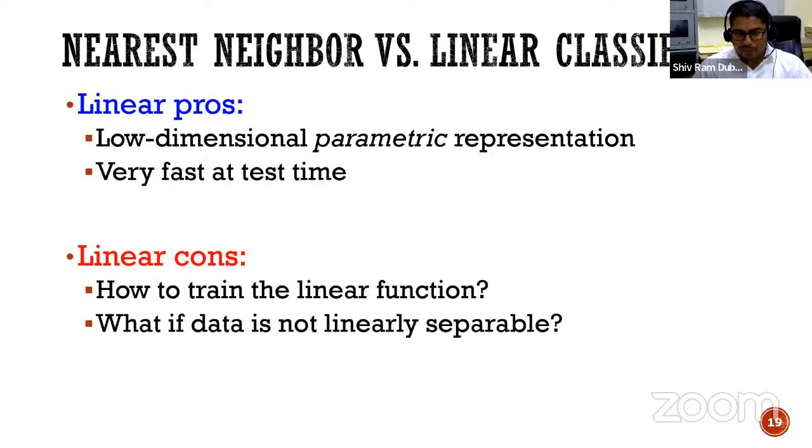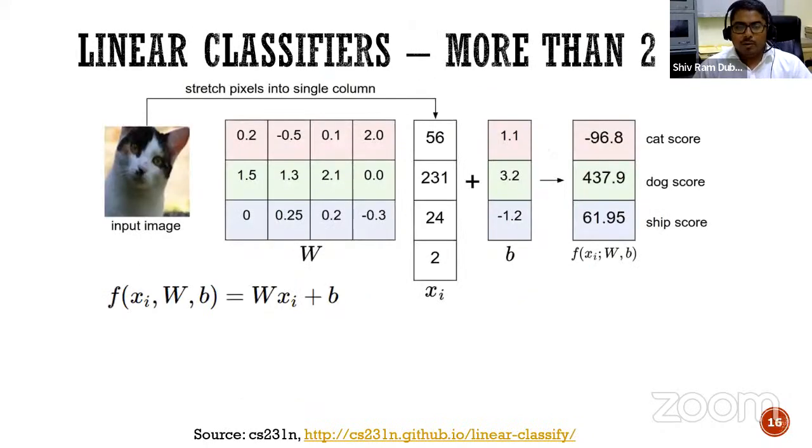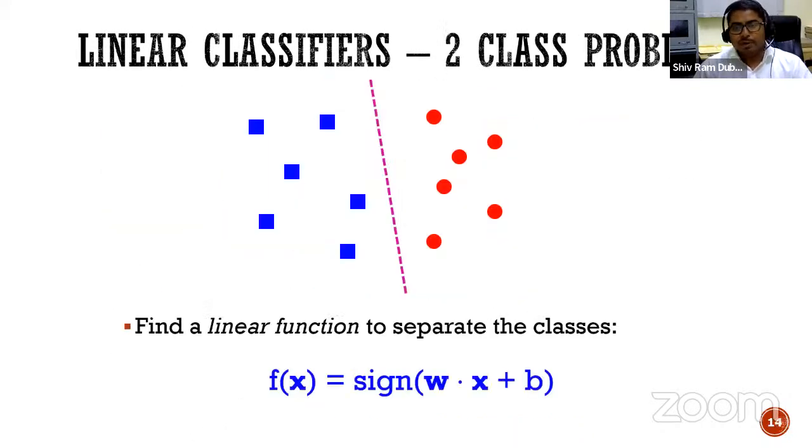That means how we will train this linear function using gradient descent optimization, and what we should do such that it works even if our data is not linearly separable. Now, what is the meaning of not linearly separable? Here you can see in this example, the blue ones are very clearly separated from the red ones, and we can find a hyperplane in between, which can distinguish these two very easily.